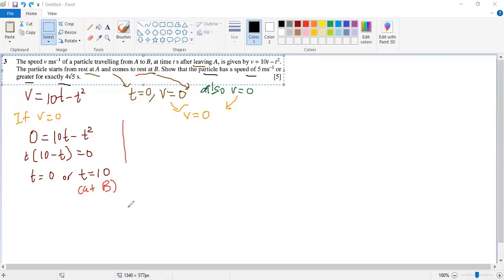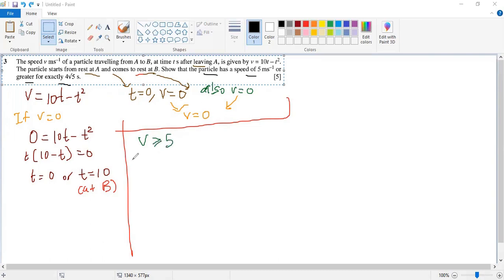Okay, now let's get back to the second part. So we want to show the particle has a speed of 5 meters per second or greater for exactly this. This means what we need to do is find the maximum within the range. Okay, so that means we can also do an inequality. Okay, let me do an inequality. So V is bigger than 5 meters per second or greater, so bigger or equal to.